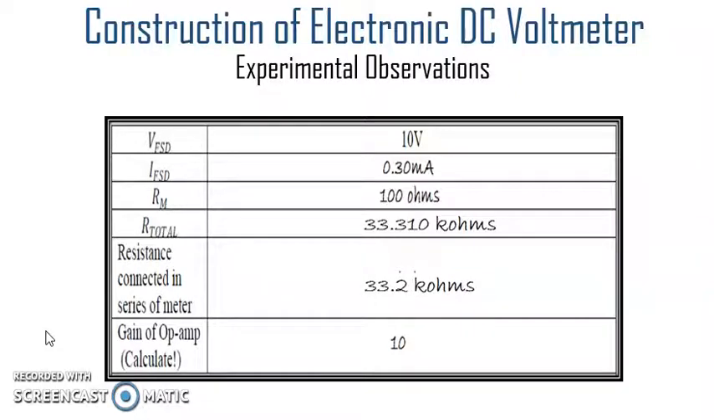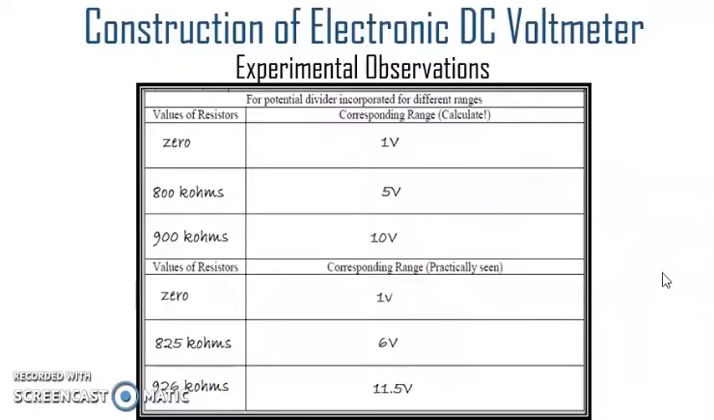So for VFSD equal to 10 volts, this is the voltage that is appearing across the output of the op amp. For VFSD equal to 10 volts, we knew that our IFSD is supposed to be kept as 0.30 milliampere, and we know RM was 100 ohms for our PMMC. So the total resistance came out to be 33.310 kilo ohms, and subtracting RM from the R total was the value of resistance that was actually supposed to be connected in series with the PMMC for our case. The gain was supposed to be kept equal to 10, since we made use of 90 and 10 kilo ohm resistors, and the gain equation was 1 plus R2 over R3.